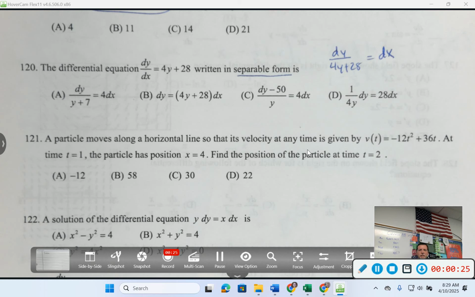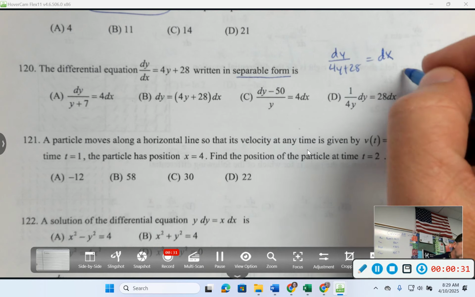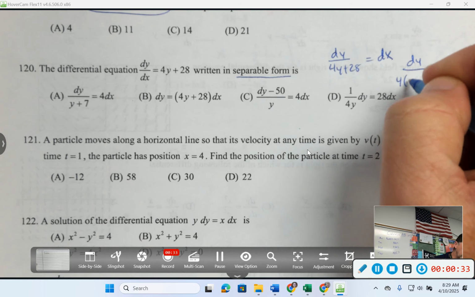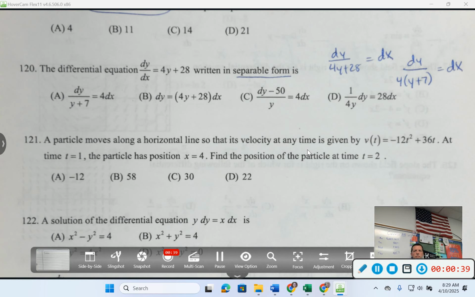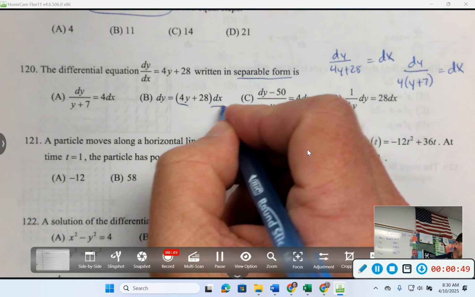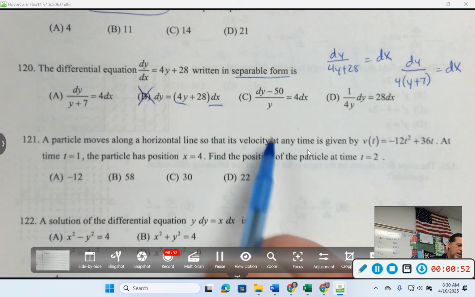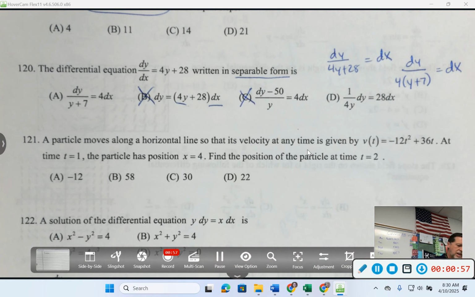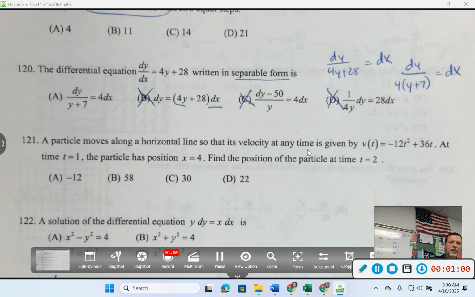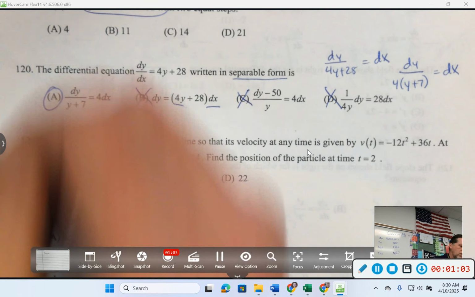Let's see, which one of those is the same thing as that? Especially if I factor out a 4 from the bottom. So which one is that? So is that the same thing as... It's the same thing as A. Yeah. B doesn't even have the variables separated, so that's out. I'm not sure where 50 even came from on C. And D is like an Algebra 1 nightmare there. So answer A.